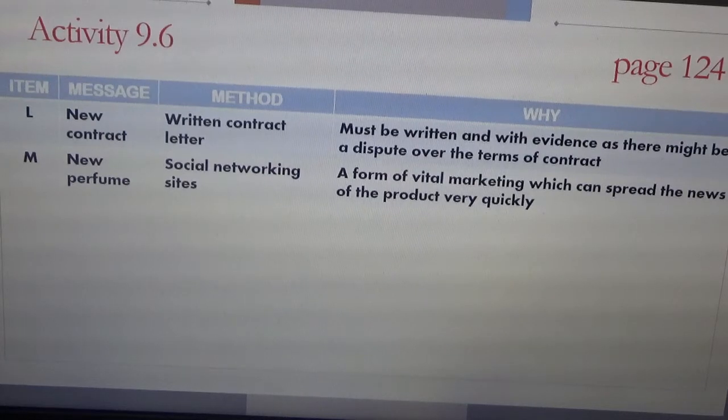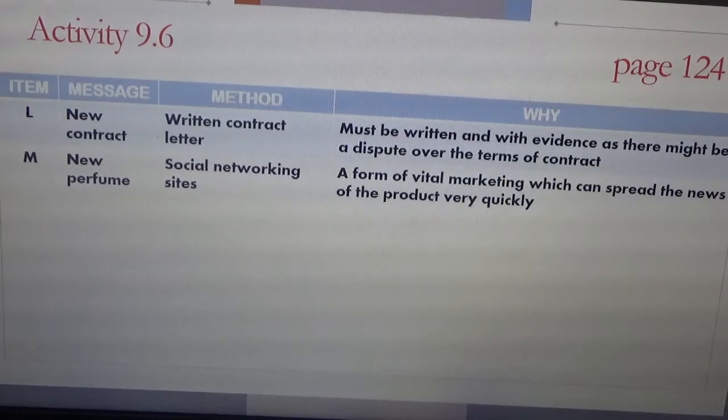A new contract needs to be agreed and signed between a farmer and the cooperative he sells his milk to. So the message is new contract. It's very inviting with this message, and the method would be a written contract letter. Why? Because it must be written and with evidence, as there might be a dispute over the terms of contract in the near future, or maybe none at all.